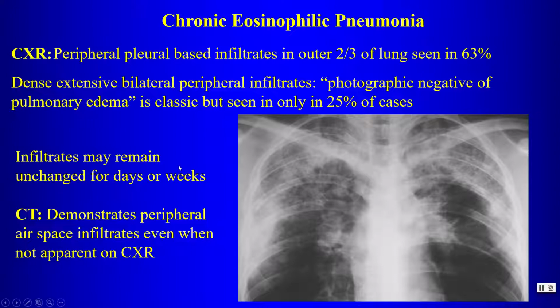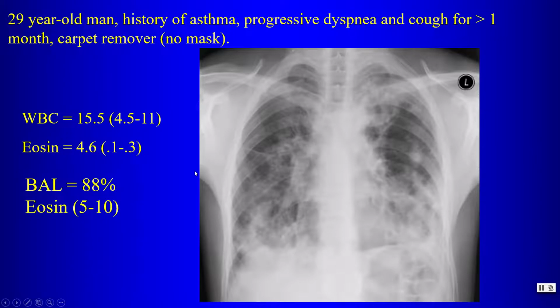This has been described as the photographic negative of pulmonary edema in some cases. Remember that pulmonary edema is usually perihilar in distribution. Here the consolidations are peripheral in distribution, and these consolidations may be chronic. CT can often demonstrate the peripheral distribution of the consolidations if it's not obvious on the chest radiograph.